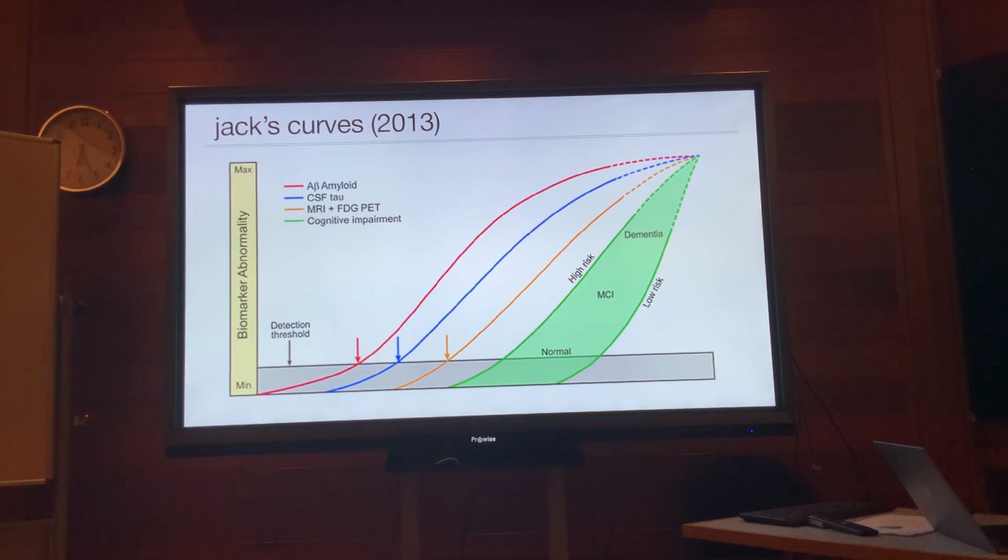So, but Dr. Jack came up with this curve explaining that essentially what you would expect for the biomarker is they start low and increase and go up. I said, that's great, the problem is solved. We have a model that explains this, except this is a model view from clinician.